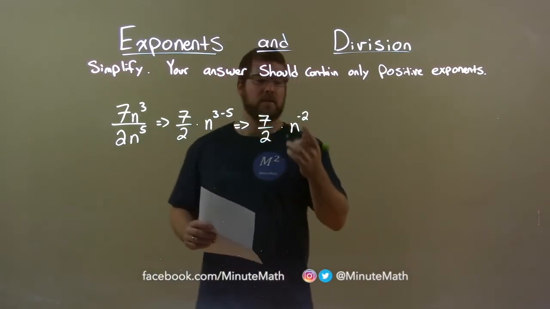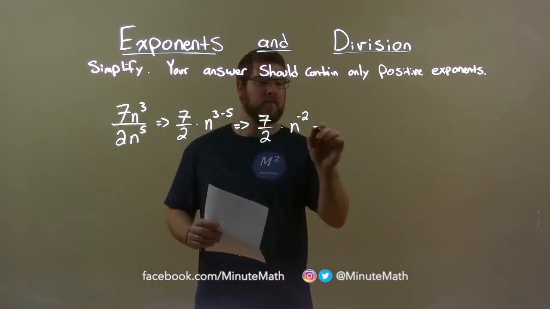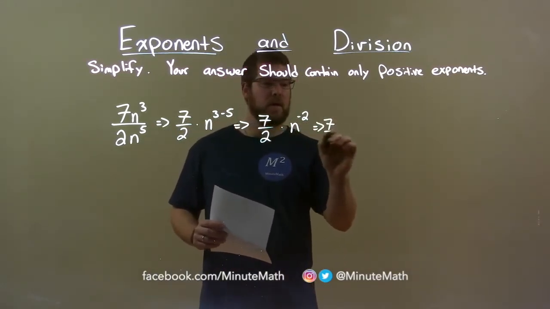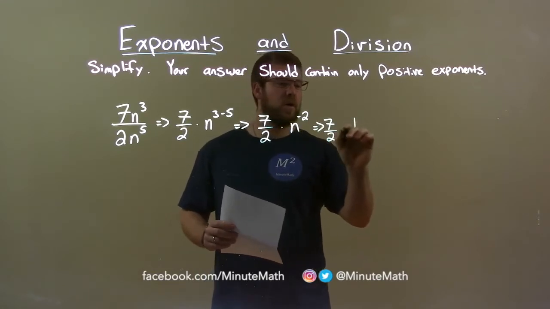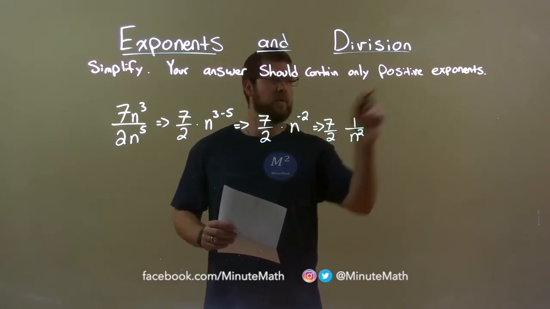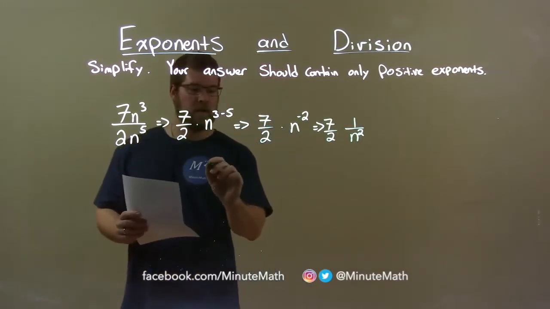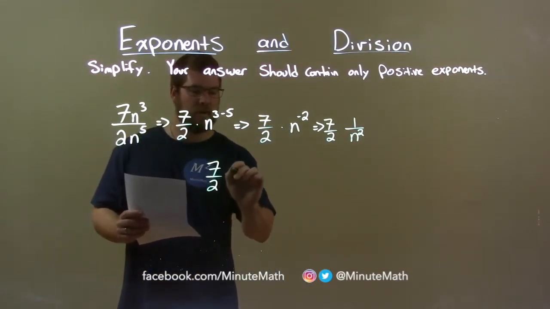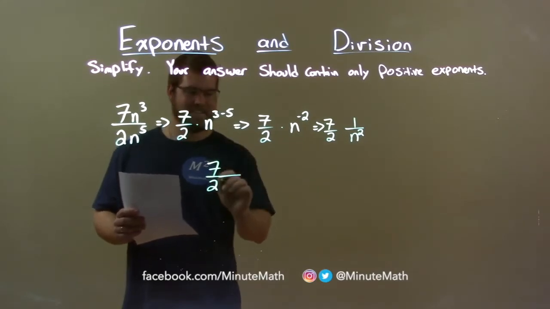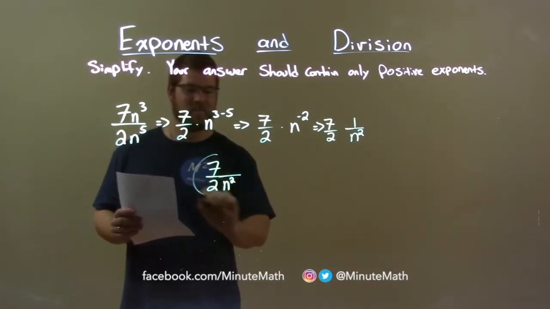We know n to the negative 2 power is the same thing as 1 over n squared. Remember, we can only have positive exponents. Bring all that together for our final answer, 7 halves, or 7 over 2 times n squared.